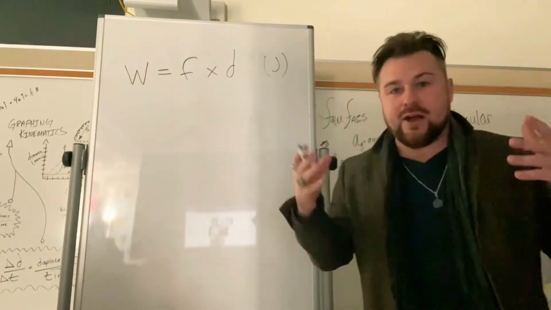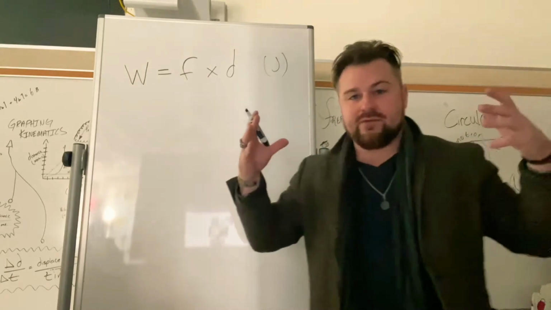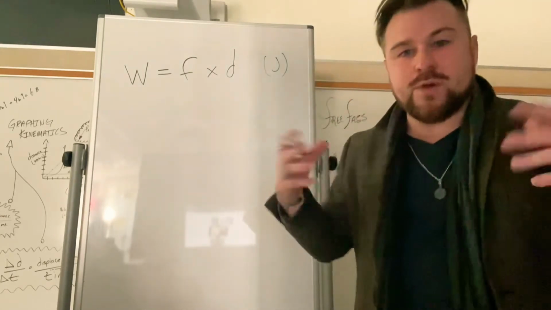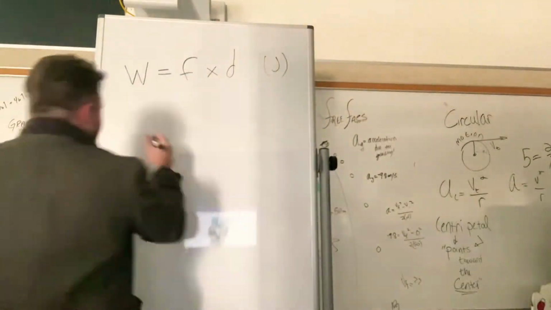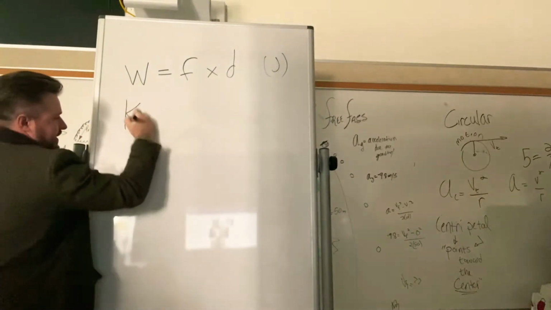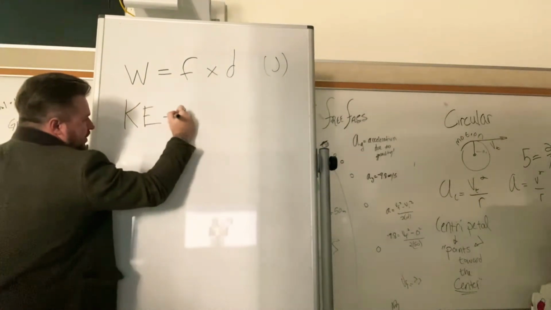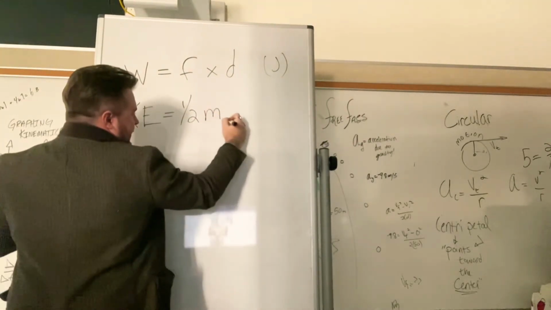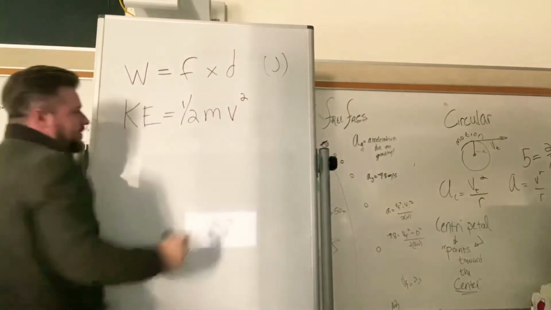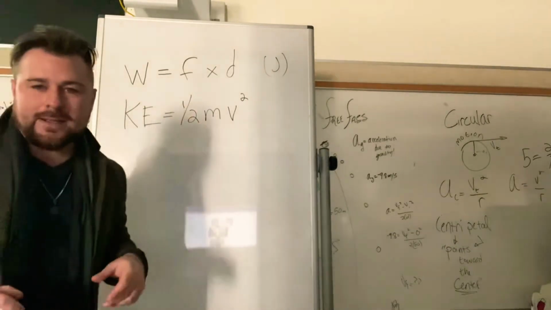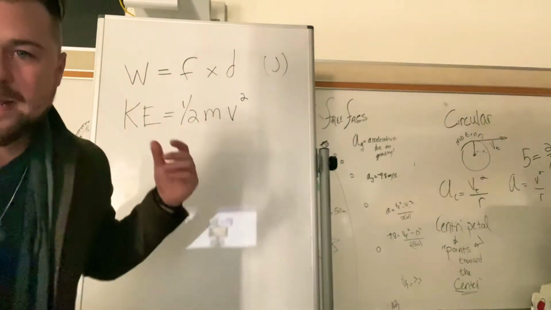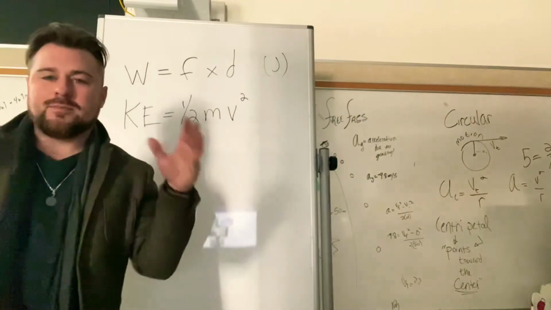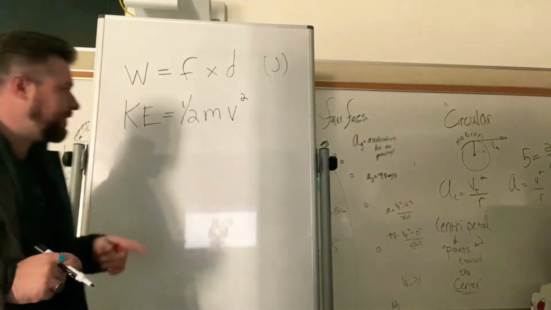Then we have our energies. So we have kinetic energy, the energy of motion when things move. That's KE, kinetic energy, and that is equal to 1/2 times mass times velocity squared, 1/2 mv squared. Pretty simple. Pretty straightforward.